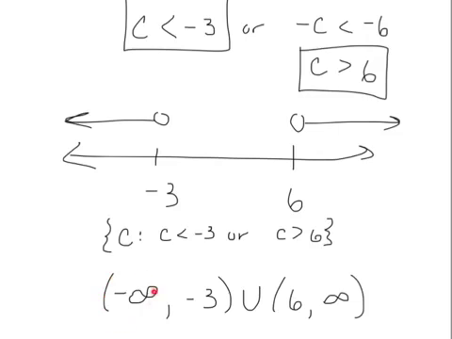So this would mean from negative infinity all the way to -3. So all the way out here at negative infinity to here, take a jump or skip or from 6 all the way to infinity. If this had been a closed circle, these would be brackets. But again, these would always be parentheses at negative and positive infinity.